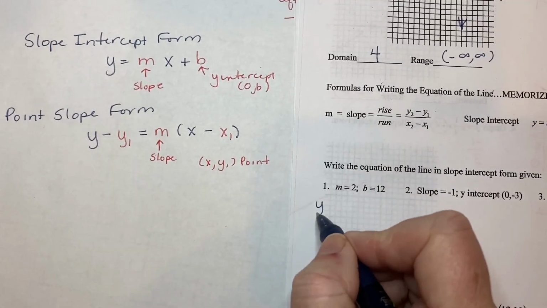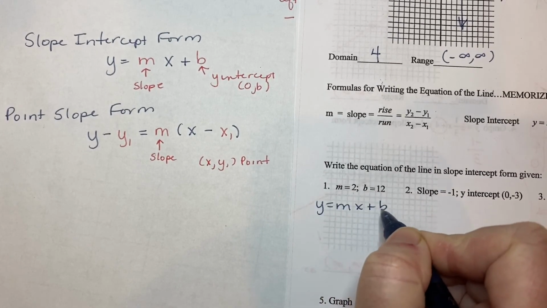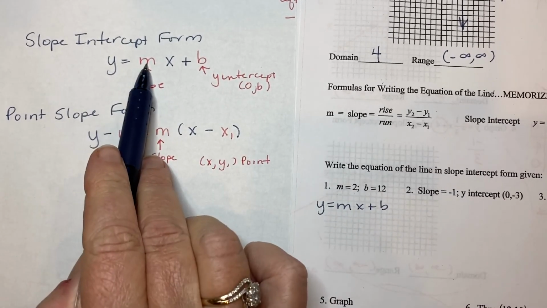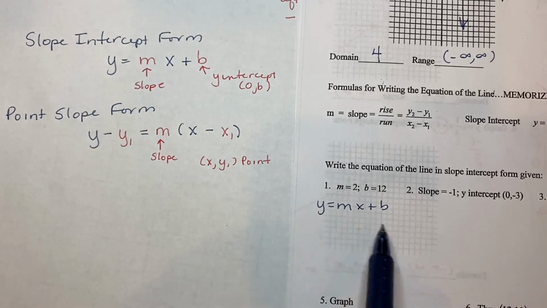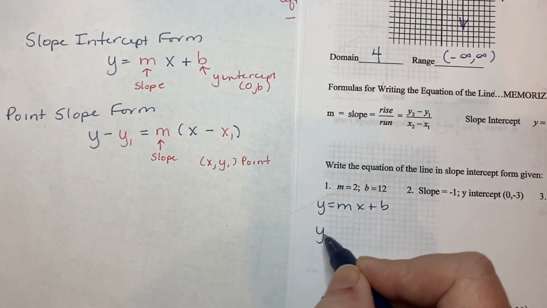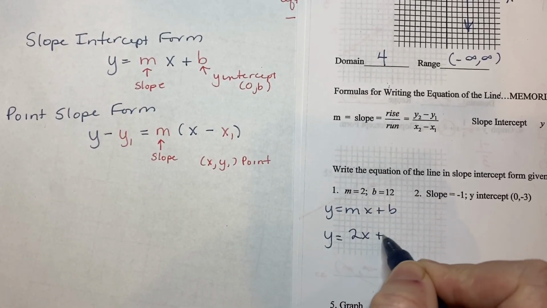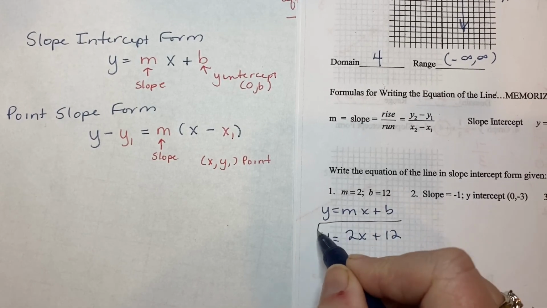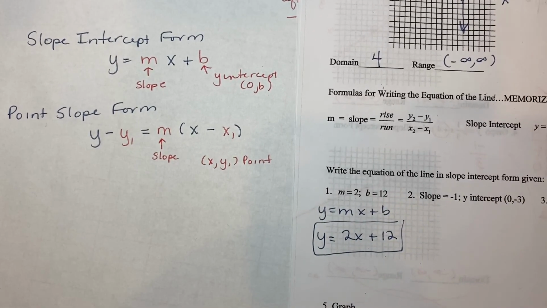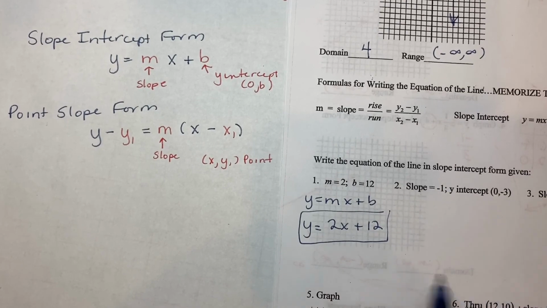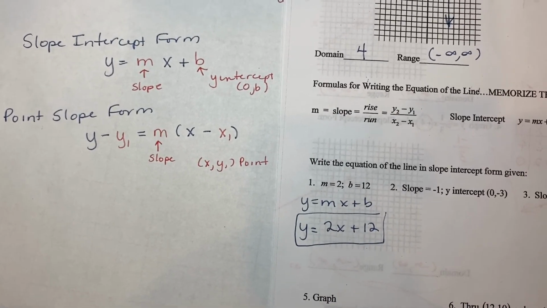So we're just using that formula, y equals mx plus b, and we're going to plug in a 2 for m and a 12 for b. So my answer is just y equals 2x plus 12. And that's your equation of the line, because you could graph that if you needed to. This isn't making you graph it, but that's the equation of a line that you need to graph it.